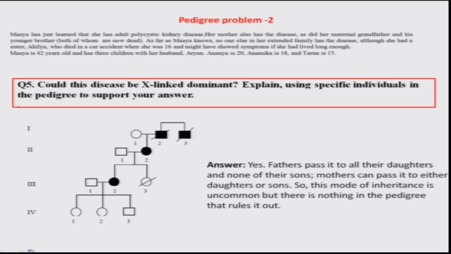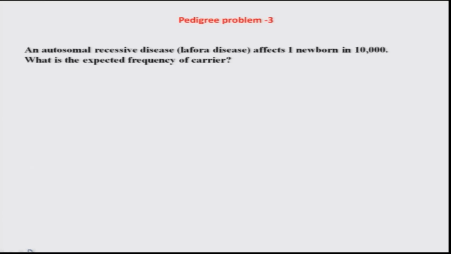Now, this was a problem related to a particular pedigree. Now, there are problems related to a population too. Now, let us look into such problems. That is our pedigree problem 3 for today. So, let me read the question for you. An autosomal recessive disease, supposedly Lafora disease, affects one newborn in 10,000. So, what is the expected frequency of a carrier in the population?